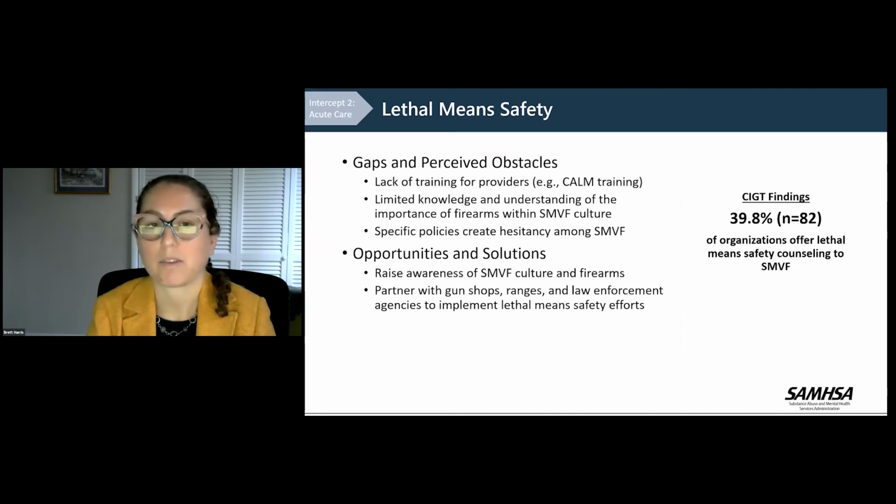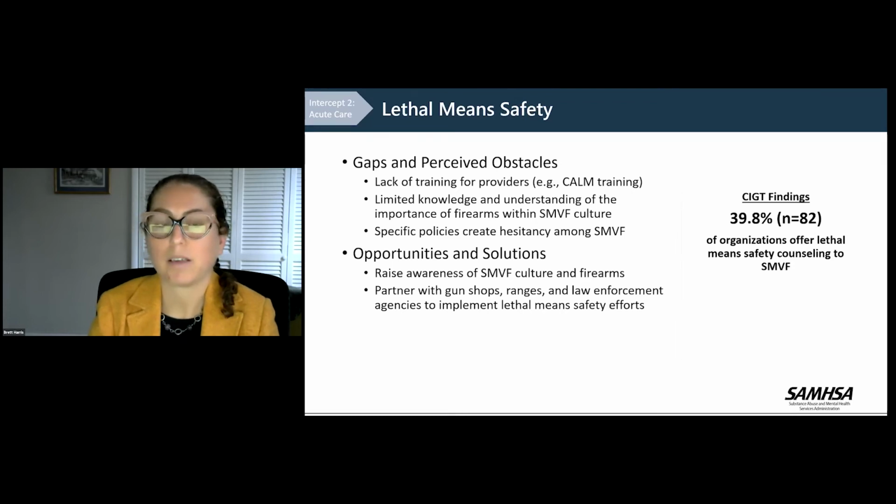So the gaps and perceived obstacles that were mentioned was a lack of training for providers. Again, we know training is critical. Limited knowledge and understanding of the importance of firearms within the SMVF culture. And you'll see that military cultural competency was really key as we get a little further along in the presentation. And then there are specific policies out there, it's really state dependent, that create hesitancy among SMVF.